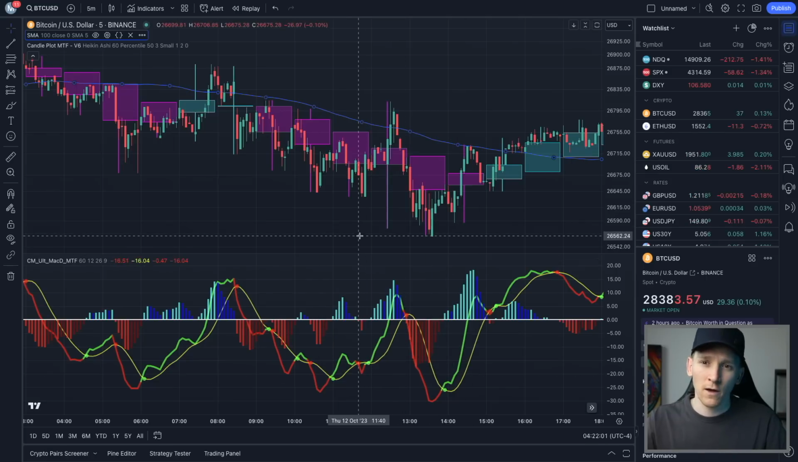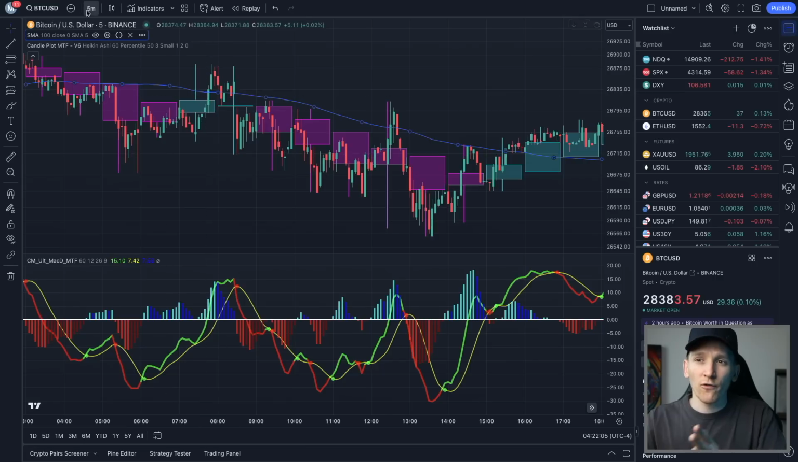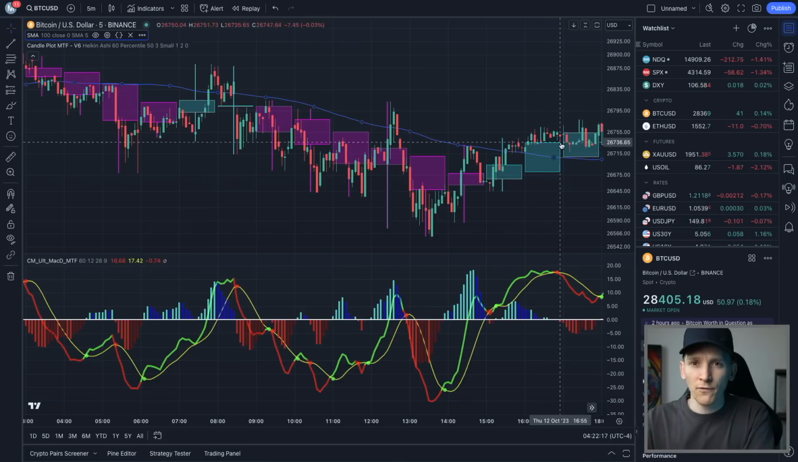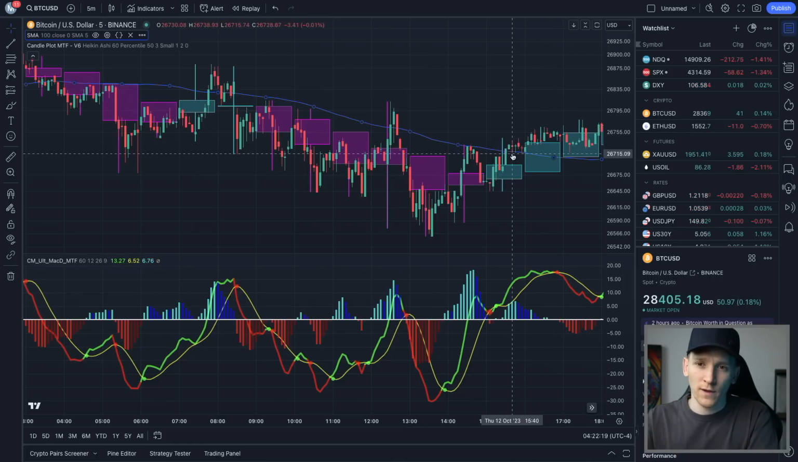This is slightly longer term. Now this isn't a long-term moving average because we're looking at 100 5-minute periods. So what we're really looking at is a very short-term moving average. But I just want to use this as a broad indicator: if the price is below here, I don't want to be taking long positions. If the price is above, then I might want to look into taking long positions.